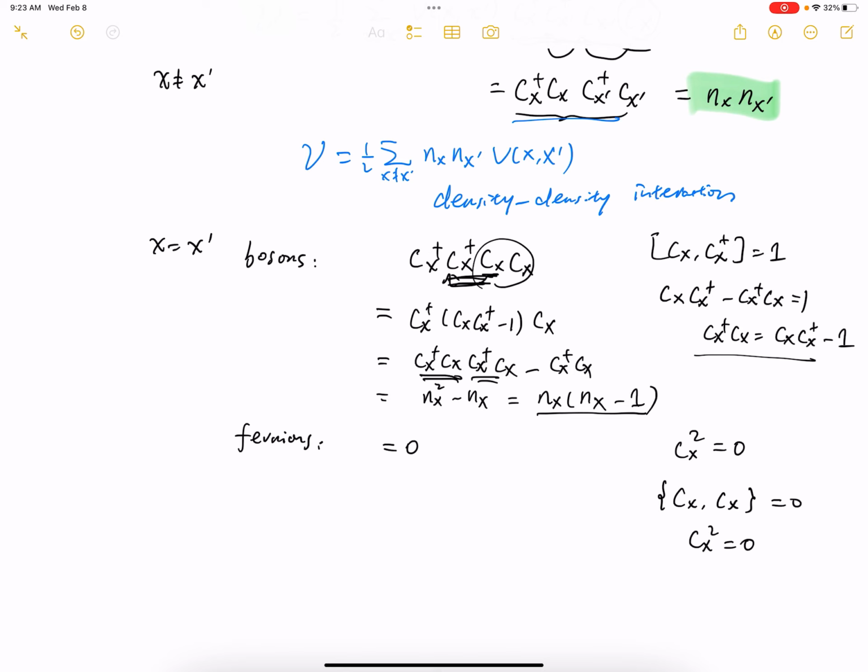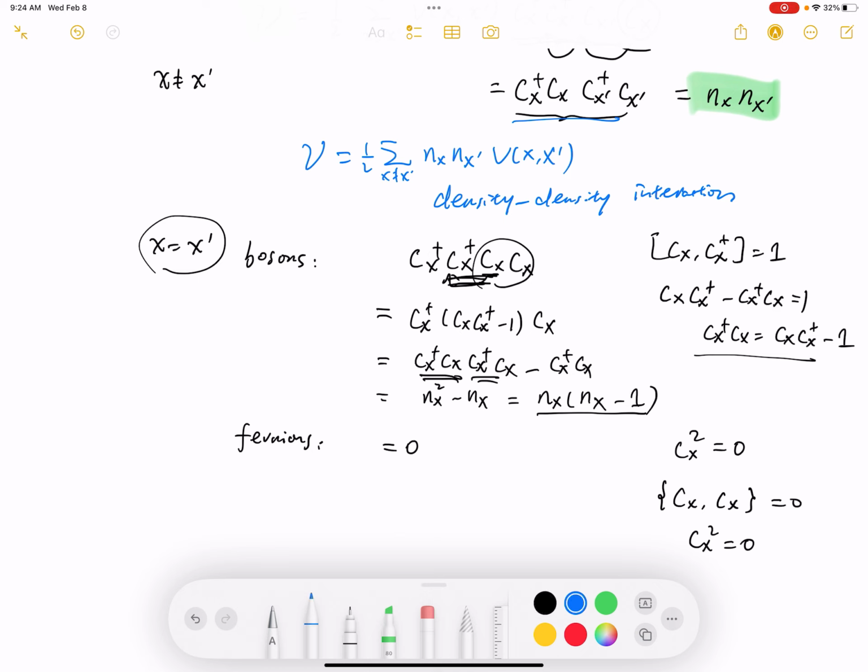this term be non-zero. And this makes intuitive sense because when we are thinking about x equals x prime, and you still want to quantify the interaction energy, you have to have at least two particles at that same position. If you have 0 particles or 1 particle, you should not have any interaction energy, right? Because the interaction energy is between 2 particles. And this term exactly represents that. You have to have at least 2 particles at that position in order to have a non-zero interaction energy. And this particular form is called the on-site interaction.